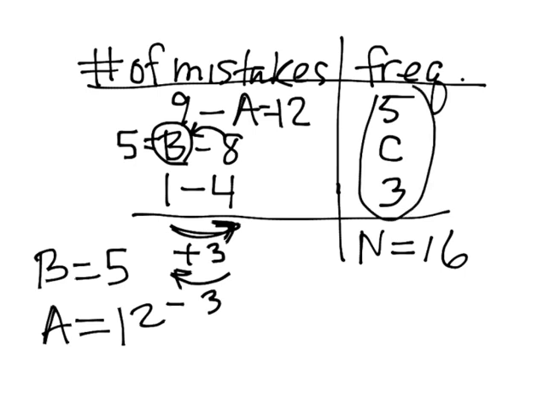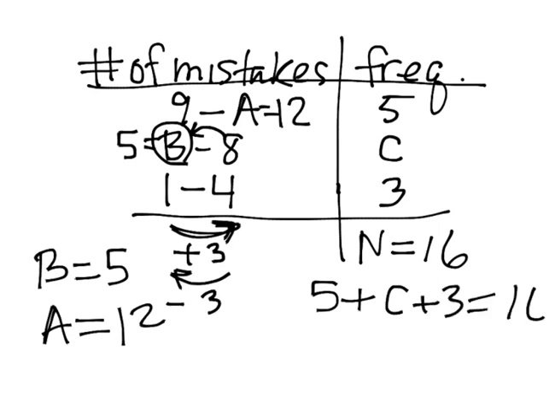Over here we've got the frequencies. 5 times that there were 9 to 12 mistakes, 3 times that there were 1 to 4 mistakes. And down here, n equals 16 is the total. So the 16 is the total number of times that we made mistakes. So these numbers here, 5, C, and 3, have to add up to 16. So 5 plus that unknown number C plus 3 has to equal 16.